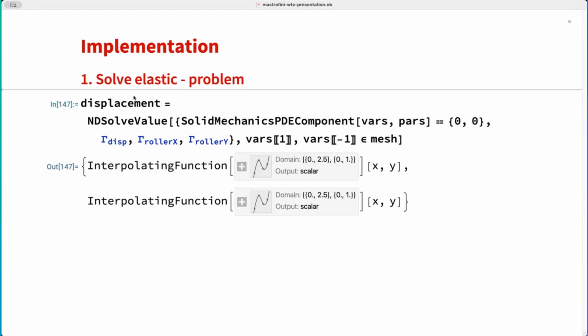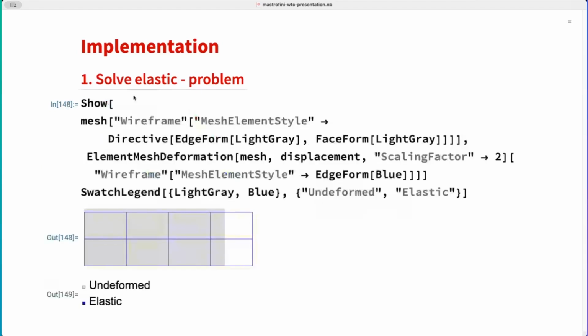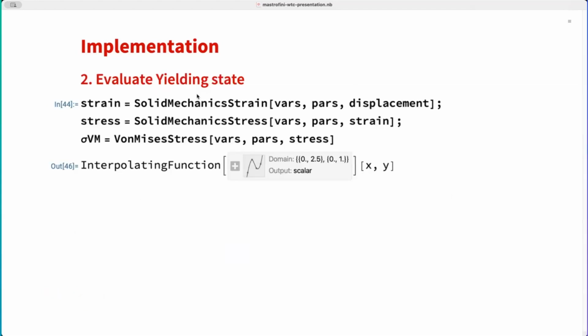Once we obtain this displacement, we can of course visualize the displacement: in gray the undeformed mesh, and in blue the deformed mesh, obtained with a simple elastic solution. But we need another step. We need to evaluate the strain and stresses. In particular, since we are using the von Mises yielding criterion, we can use the von Mises stresses.